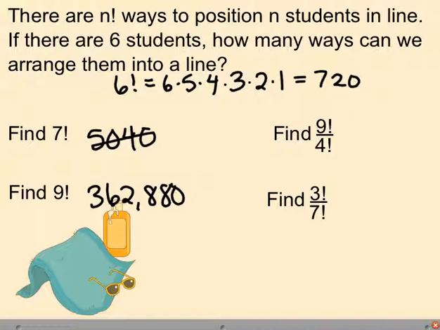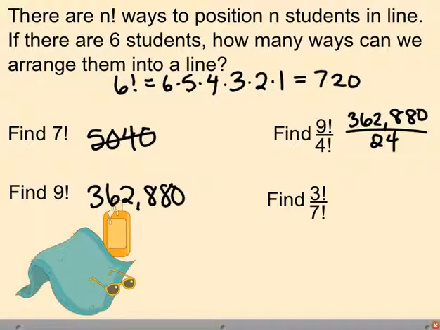And then we look at these fractions over here. We say 9 factorial over 4 factorial. Now we could say that 9 factorial is 362,880. And 4 factorial is 24. Yes, we could go ahead and divide them, but there is an easier way.